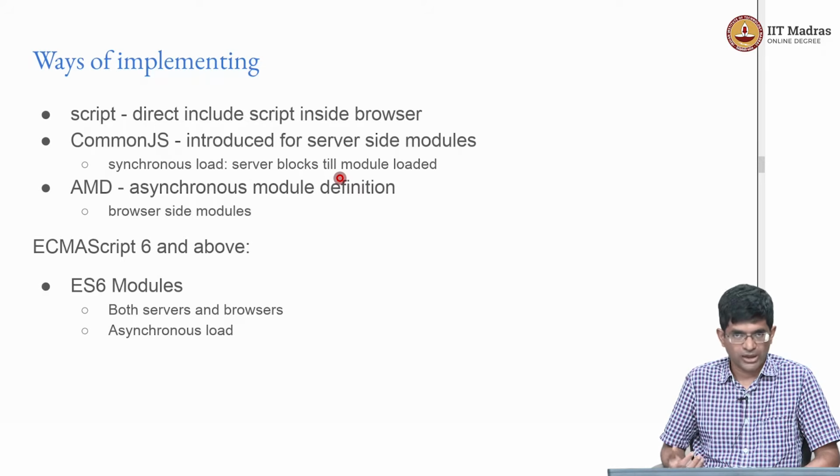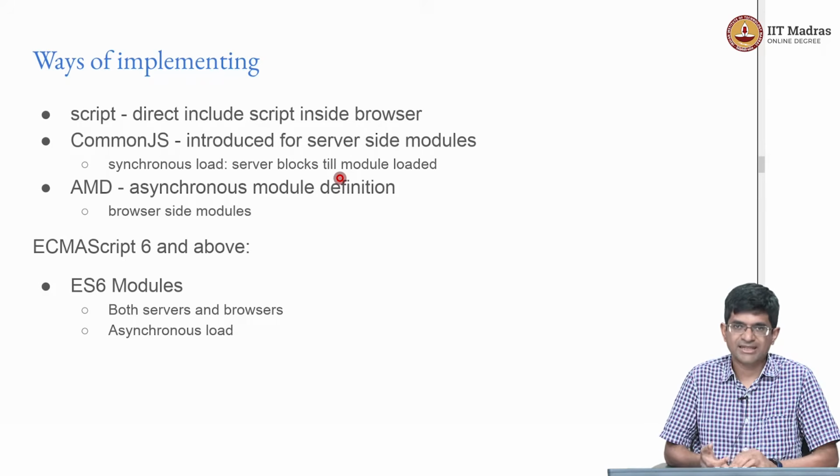Now, what happened is, when JavaScript started out, there was no notion of modules. It basically just had scripts. You directly include scripts inside a browser and those scripts execute. Now, once people started using server-side JavaScript, there was this notion of CommonJS, which was brought in order to implement what's called server-side modules. They wanted to actually package it and start using it more like an interpreted language.